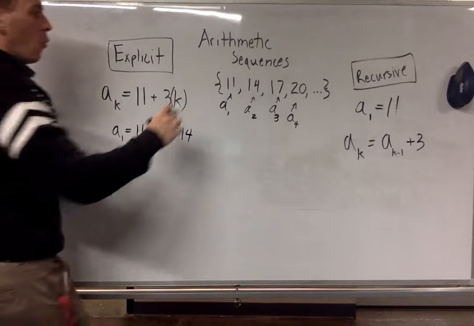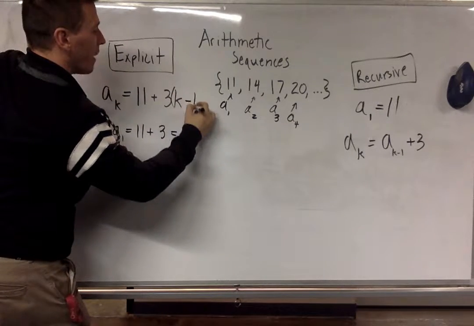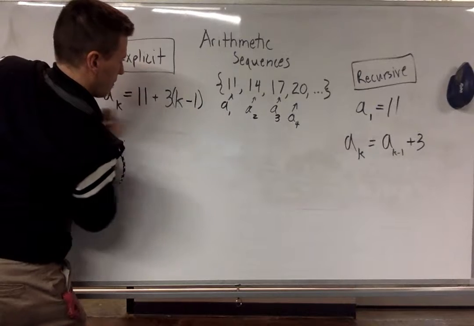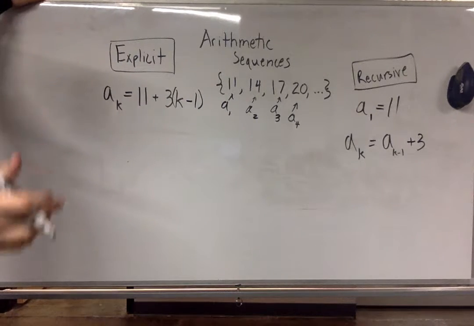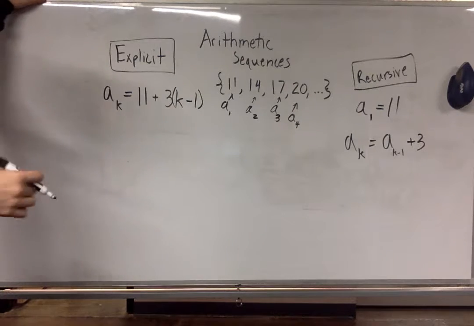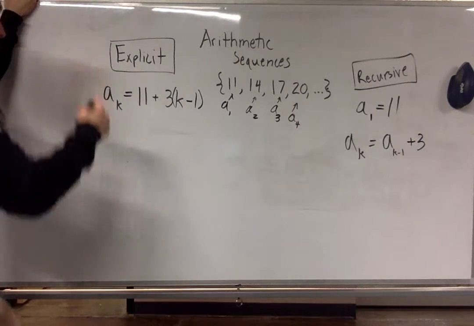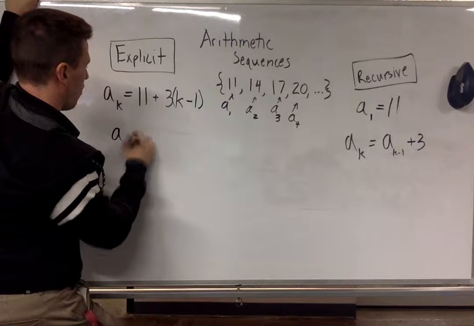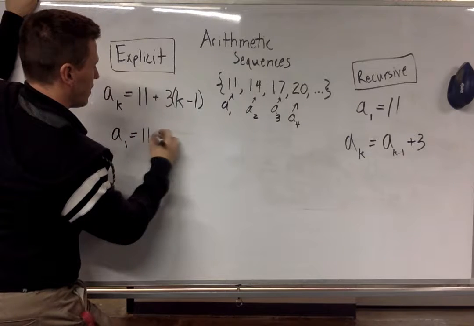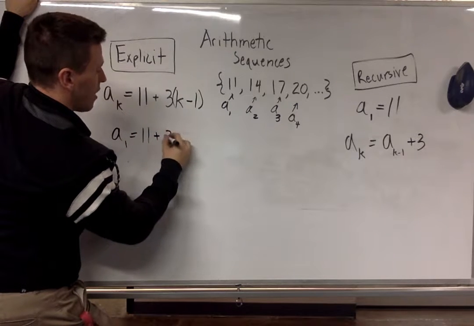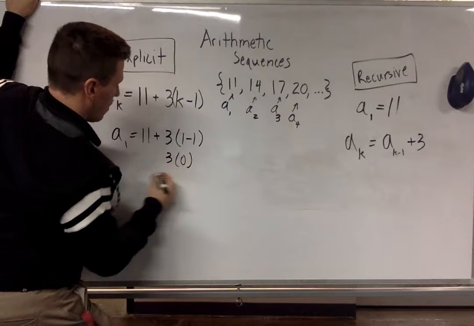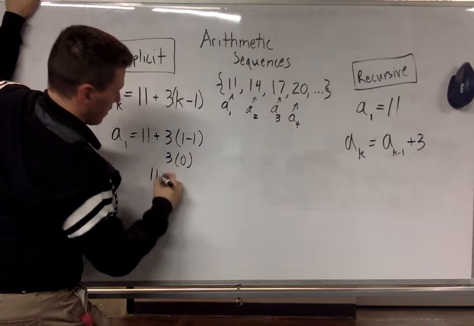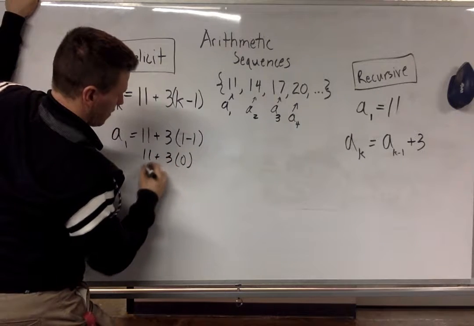It's fixable. What you do is you take k minus 1. That means I'll plug in whatever number of 3s I've gone, but have to subtract away the first term because it's already there. So this is true: a sub 1 equals 11 plus 3 times 1 minus 1, which is 3 times 0, which is 11 all by itself.